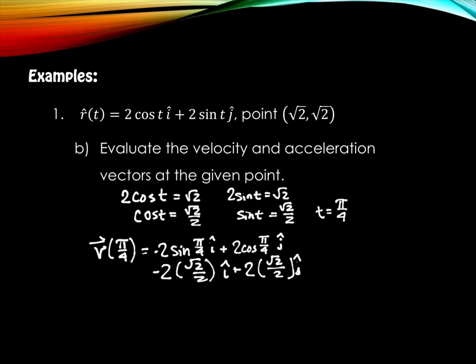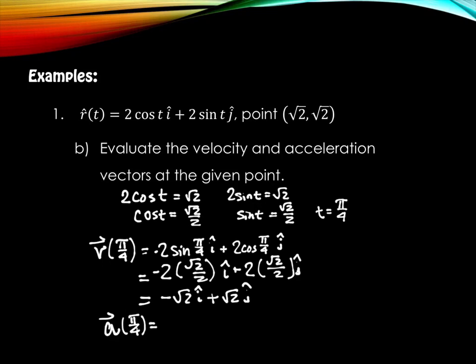And this will simplify then, of course, to negative square root 2 i plus square root 2 j. So this is our first one. The other one is acceleration at pi over 4.